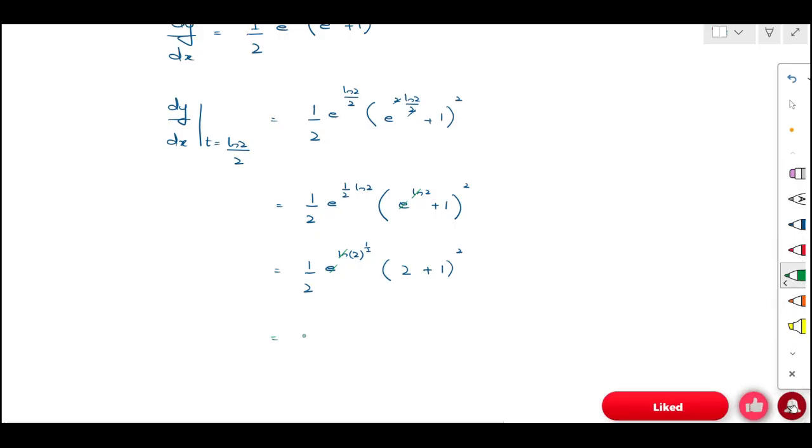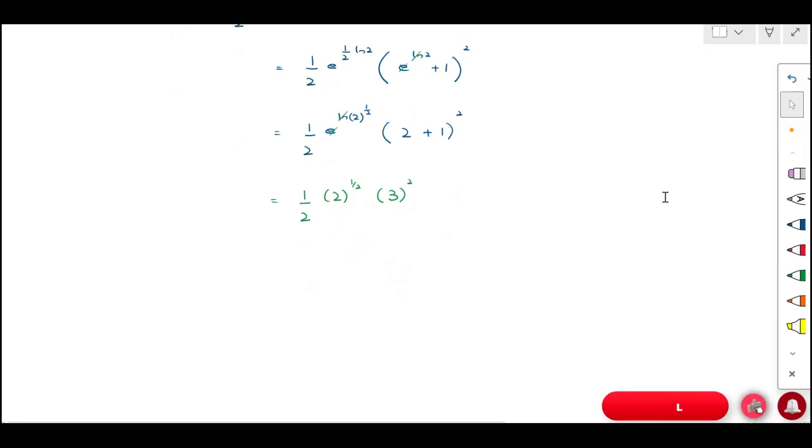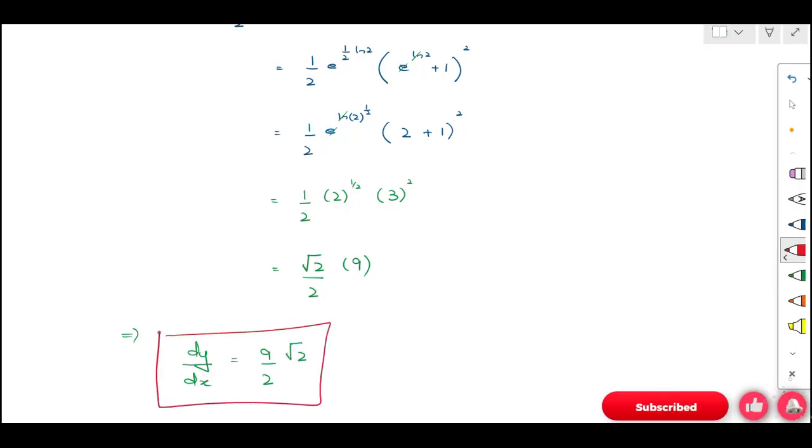Okay, now here we have 1/2, 2 to the power 1/2, 2 plus 1 is 3, 3 square. Okay, and we have square root of 2 divided by 2, 3 square is equal to 9. So we can say the exact value of the gradient of the curve is 9 by 2 square root of 2, that is (9√2)/2. So this is the exact value of the gradient of the curve.